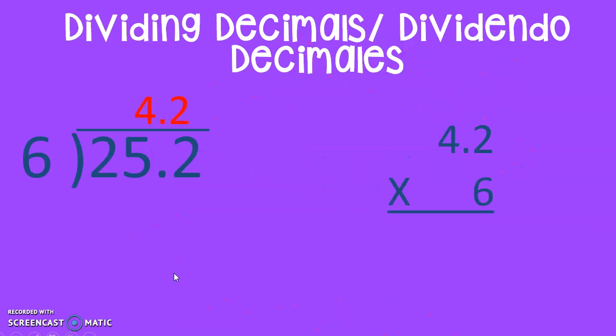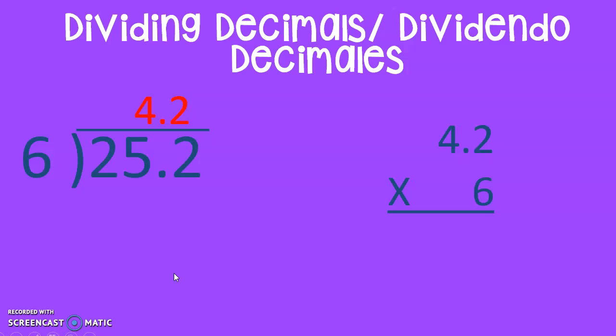But I always have to check my work when I divide. Siempre tengo que verificar mi respuesta cuando estoy dividiendo. The way I do that is I am going to multiply the answer I got by 6. If I got it correct, my answer should be 25 and 2/10. Voy a multiplicar el número que agarré, que es 4.2 multiplicado por 6. Si agarré la respuesta correcta, me debe de salir 25.2.